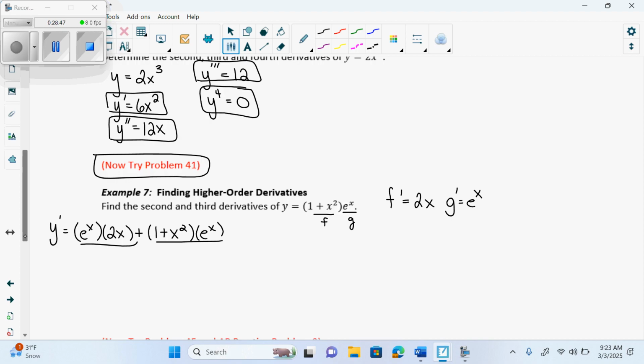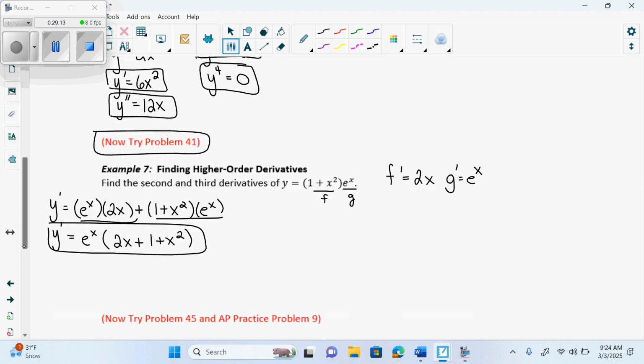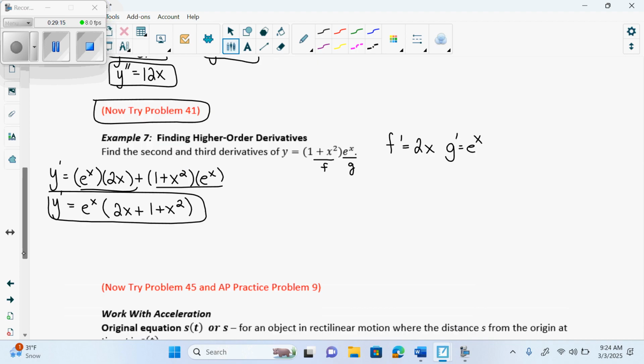So we have an e to the x and an e to the x, right? Even e to the negative x, we'll have an e to the negative x and an e to the negative x in both of them, because our first step of the derivative of a numerical base to a variable exponent is to rewrite it. So it will exist in both every single time. So y prime equals e to the x, and then we're left with 2x plus 1 plus x squared. Derivative 1 done, right?